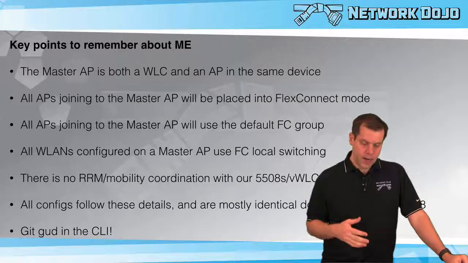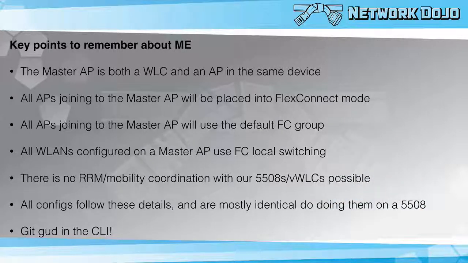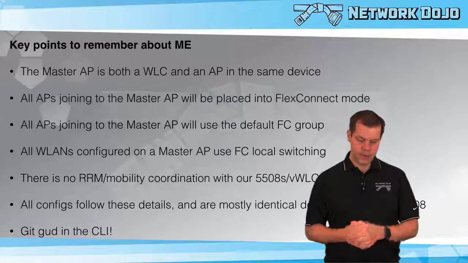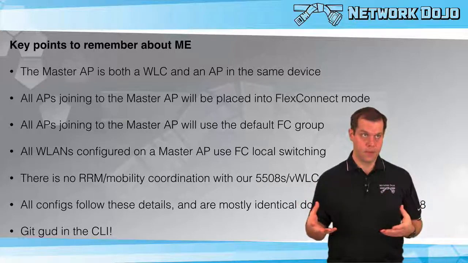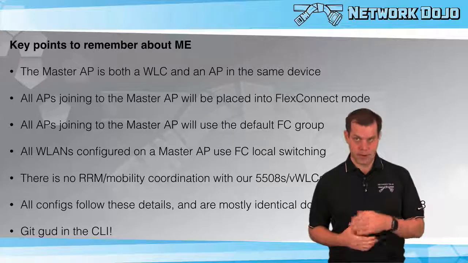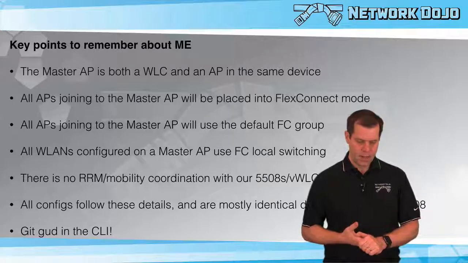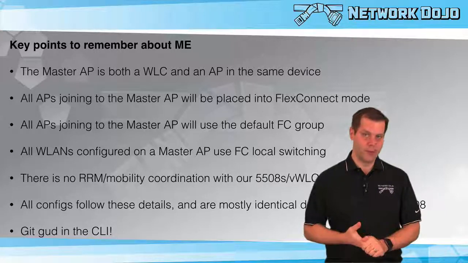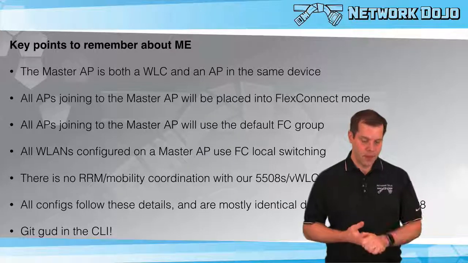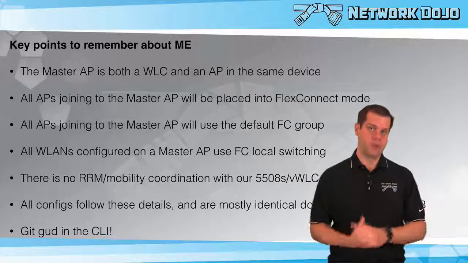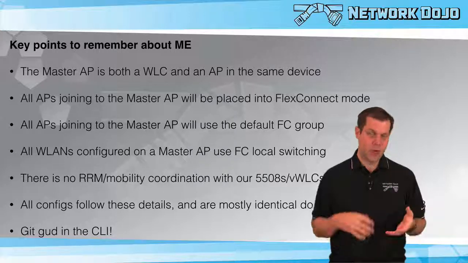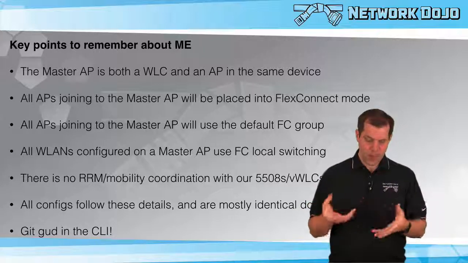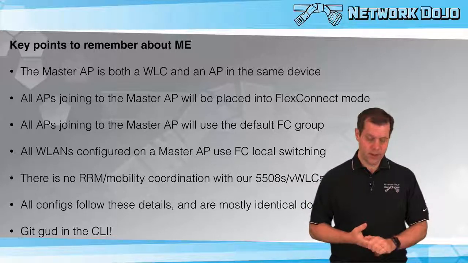There is no RRM or mobility configuration coordination with our 5500s or our virtual wireless LAN controllers. So we're never going to be able to build mobility group lists with a 5508 and anchor something to a 5508. One, because you can't build the mobility group, and number two, you need central switching for anchoring, right? There is no RF group building between Mobility Express and a 5508, and that's on purpose. This is supposed to be a standalone solution for a smaller office. And they are enforcing that design with some of these decisions.